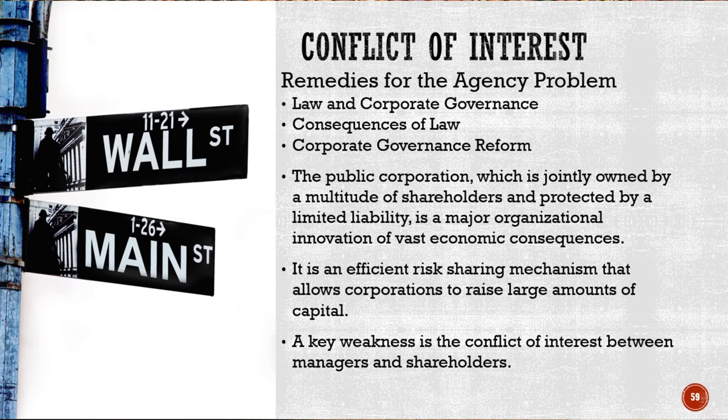Some of the remedies for the agency problems is to create laws and come up with ideas how to do corporate governance, draft policies, and so on. But at some point, there needs to be a consequence of law when someone majorly misbehaves. Just because something is legal doesn't make it ethical. So corporate governance is really looking at how can we put in an extra layer of safety that protects not only the shareholders, but also the stakeholders.